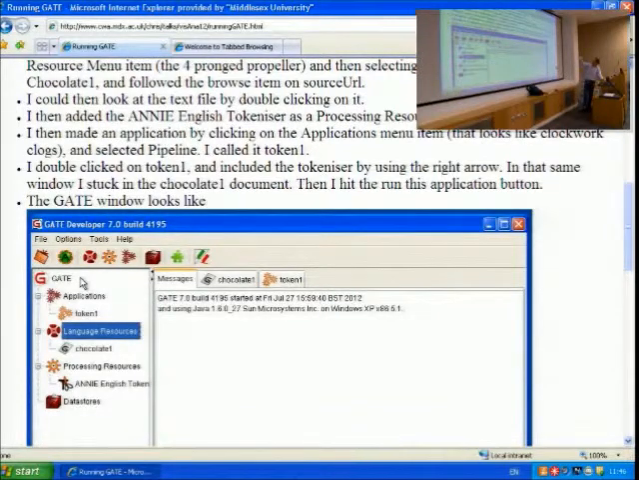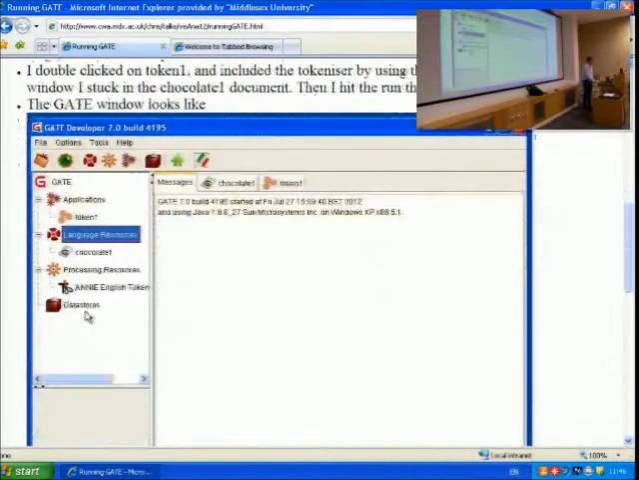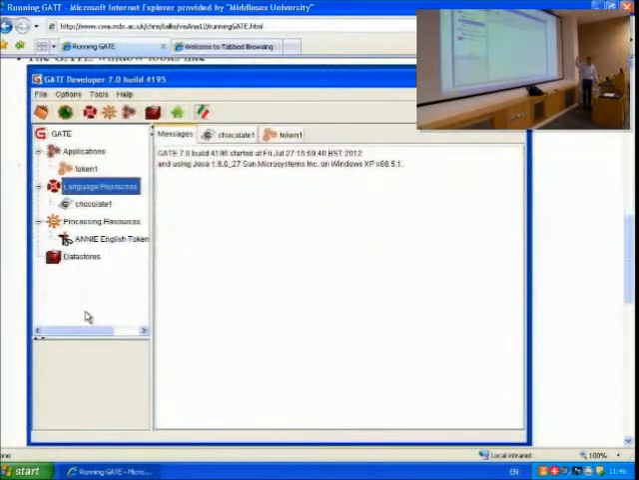I then made an application by clicking on the applications menu that looks like clockwork clocks. That's that one. I called it token 1, and that's what we get. I double-clicked on token 1 and included the tokenizer by using the right arrow. In that same window, I stuck in the chocolate 1 document, and I hit this run application button, and the Gate window looks like that. So there we go. I've got an application running in about, I don't know, what's that, 25 clicks? A couple of types. Pretty easy, right? I just had to find a document, but it wasn't that hard.